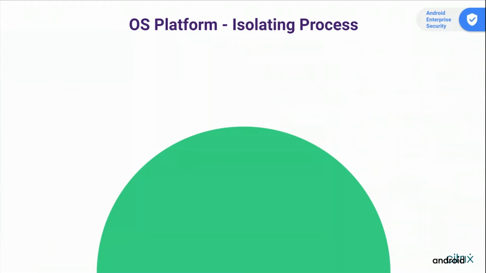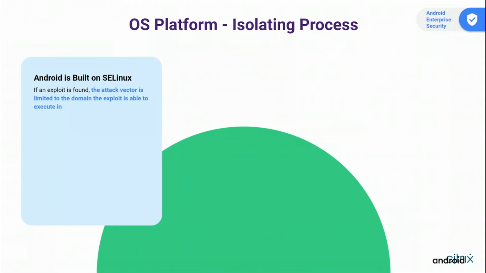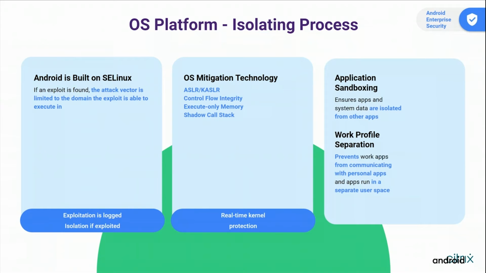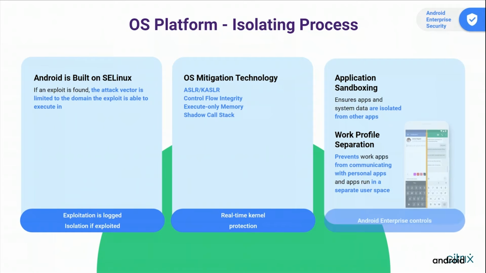And what about the operating system platform? So I already told you that if an exploit is found, the attack is limited to the domain it is in. And we have some features that I already mentioned, like KASLR, kernel address space layout randomization, randomizing the location where the kernel code is located on each boot. We have PIE, the position-independent executables, that again change whenever something is started, and the control flow integrity that I already mentioned. And furthermore, of course, we have application sandboxing, and we have the work profile separation to separate work data from the private data.